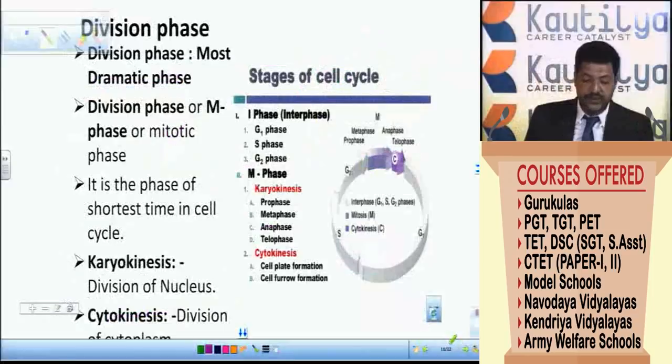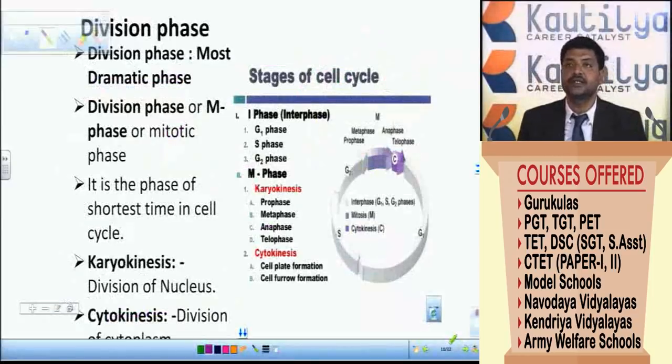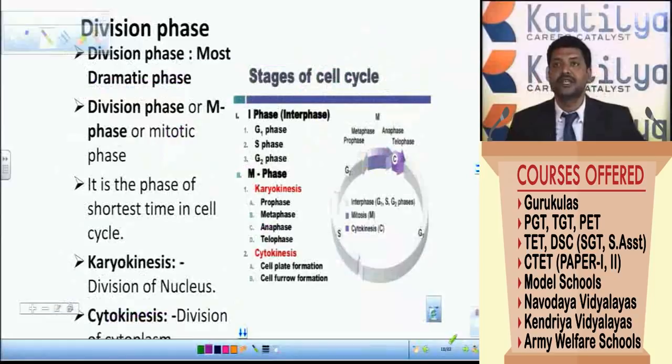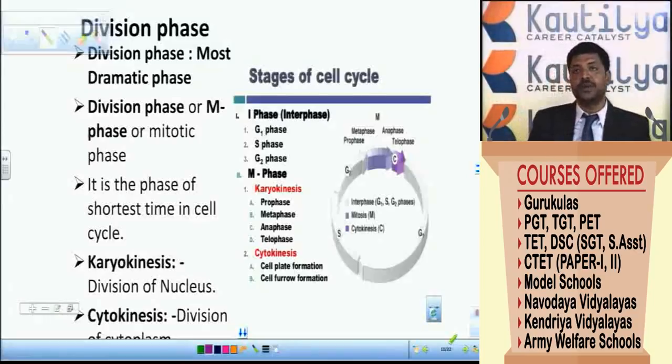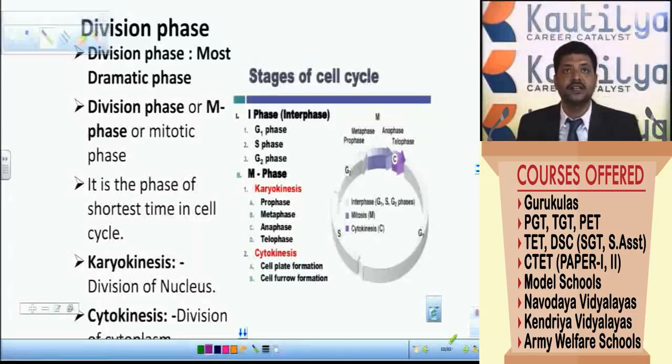And now the division phase, the M phase. In the textbook it is mentioned as the most dramatic phase. It has different types of changes like prophase, metaphase, anaphase, spindle formation, spindle disappearance, cell plate formation, subsequent division into two daughter cells, and formation of cell wall. The cells visibly show changes which can be observed under a microscope at different stages, so this is called the dramatic stage. The M phase, also known as the mitotic phase, is the shortest phase of the cell cycle, as I told you.